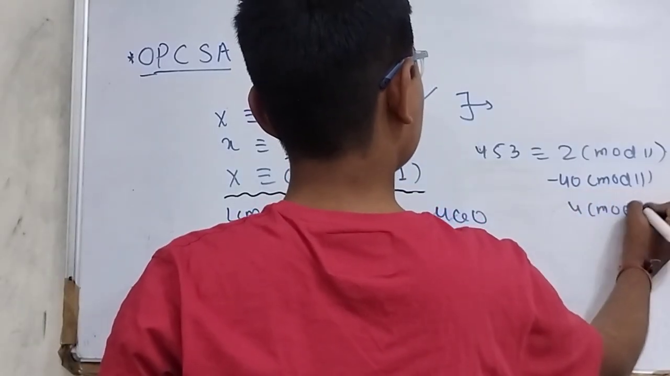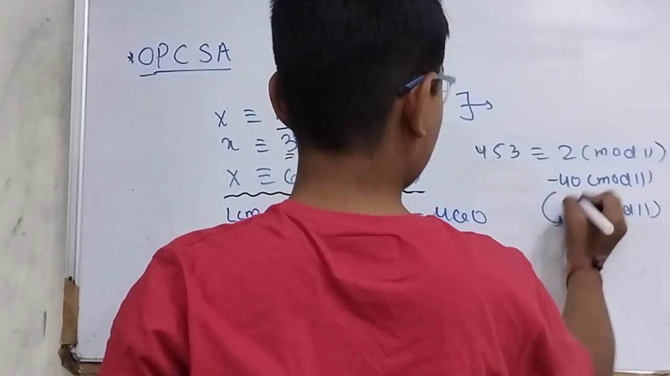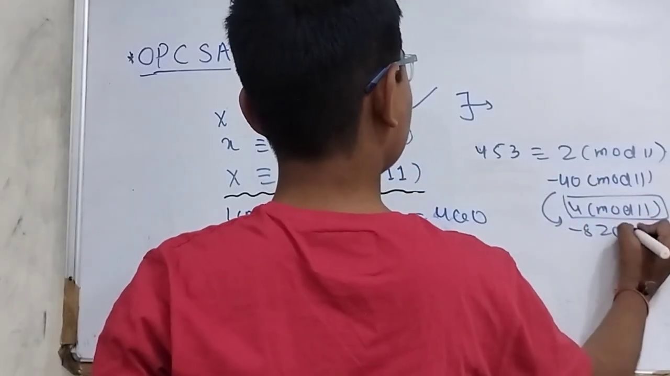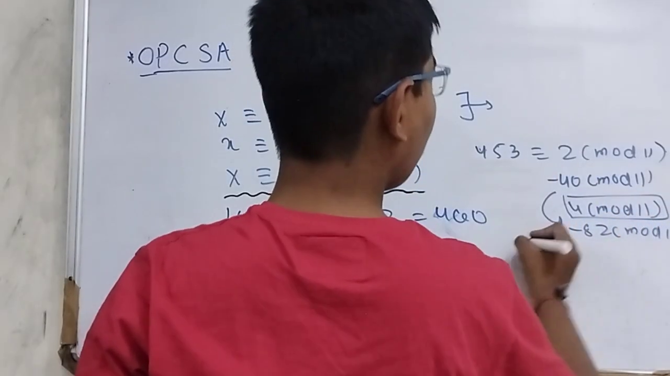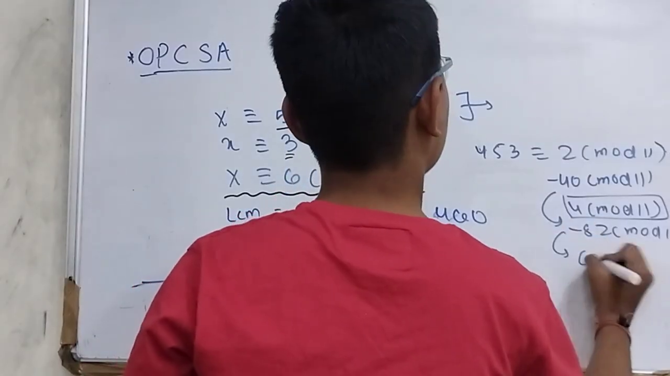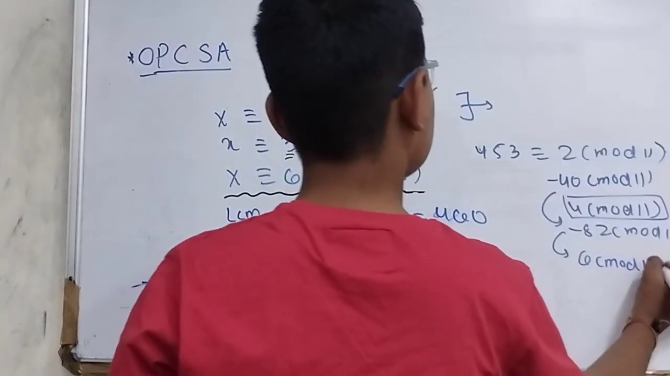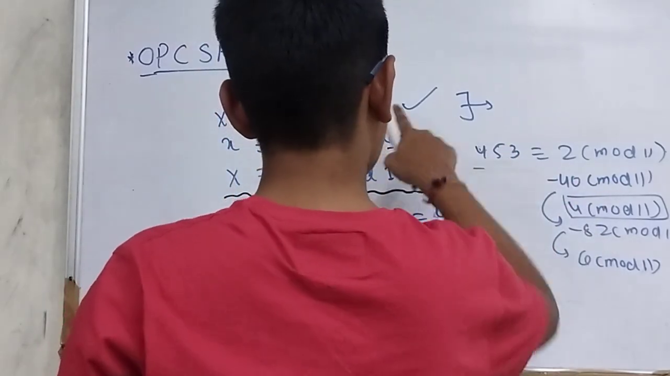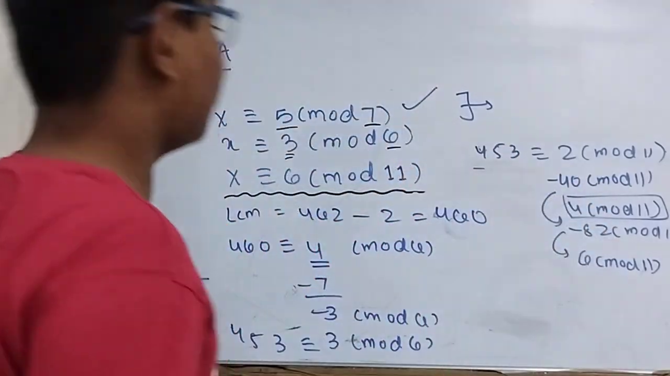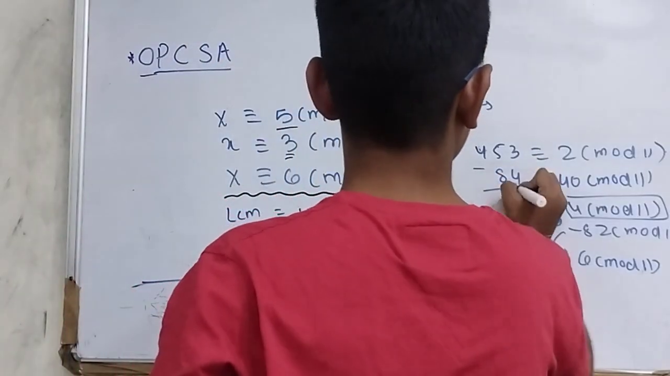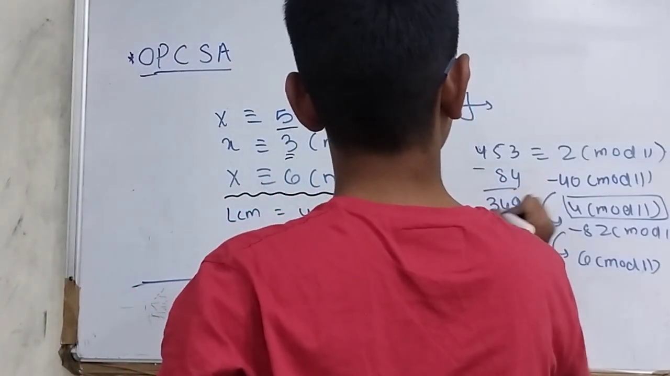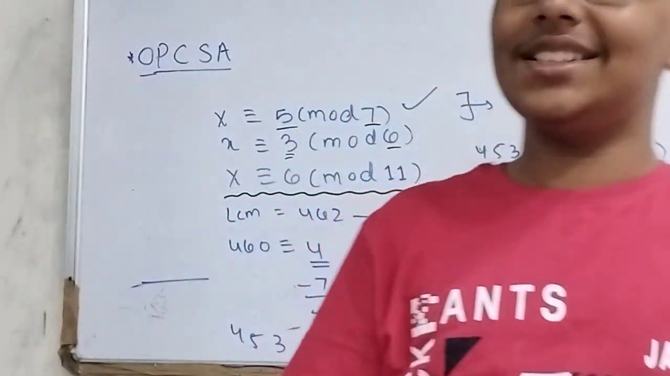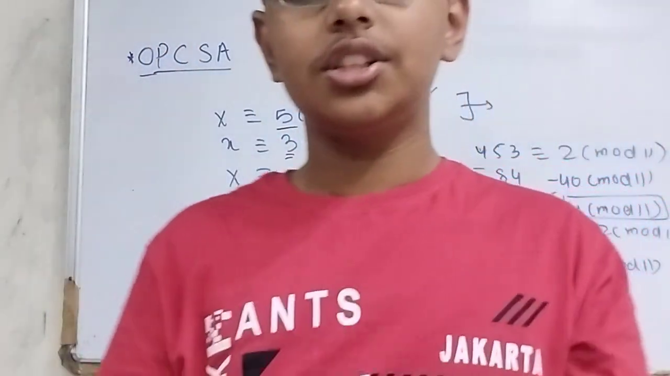So this is not the answer. Let us keep on going. From here, okay, we omit this step. From here only we go. Minus 82 mod 11. Now what is minus 82 mod 11? 6 mod 11. I think we need it. Okay, so how many times? 1 time, 2 times. So minus 84. 42 times 2 is 84. So minus 84. So what do we get? 369. Same as before. This is the optimized progressive congruence satisfaction algorithm.